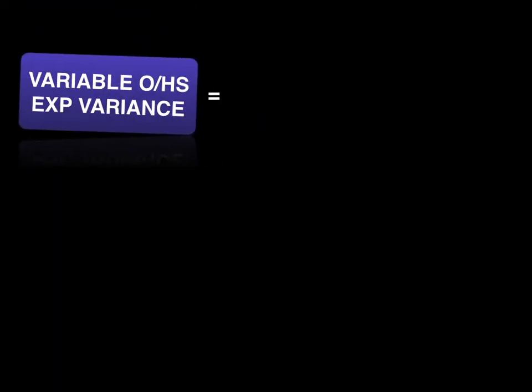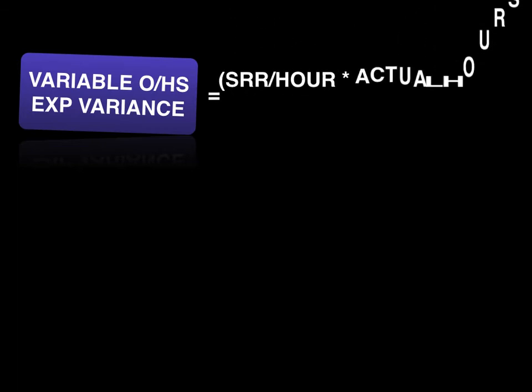How to calculate expenditure variance? Same as cost variance. The only difference will be that instead of using the base of units, we will use the base of hours. How to do that? Simple. SRR per hour multiplied by actual hours. Instead of units, you're taking hours.